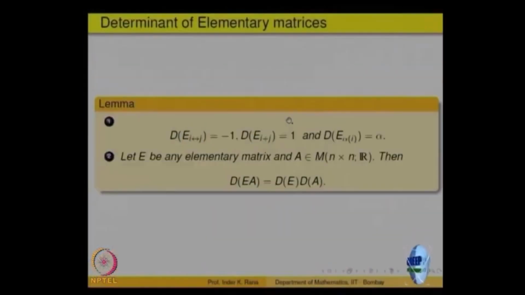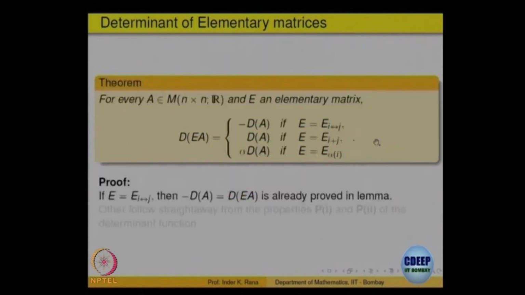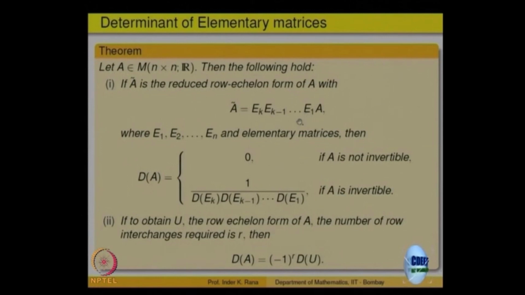So, do we know that the determinant of each Ek is not 0? Yes, just now we computed, right, either it is 1 or it is minus 1 or it is alpha, where alpha is non-zero. Just now we checked that for an elementary matrix the determinant is either minus 1 or 1 or alpha, where alpha is non-zero. So, determinants of elementary matrices are non-zero. So, using this we will get determinant of A is equal to 1 over the product of those determinants. Now, here on the right hand side the numerator is the determinant of A tilde in that equation.